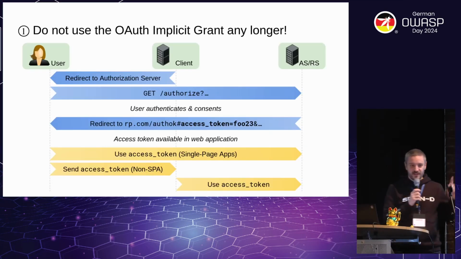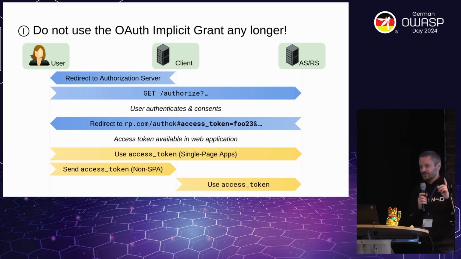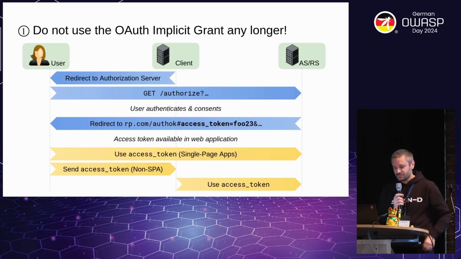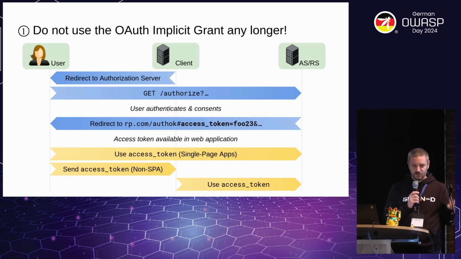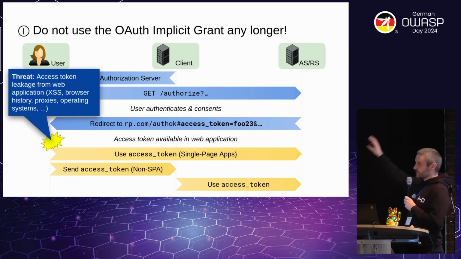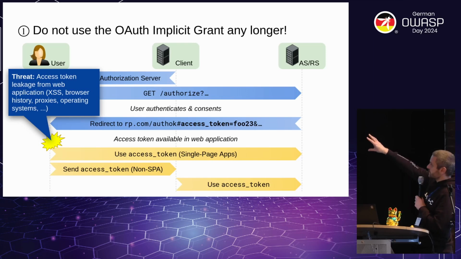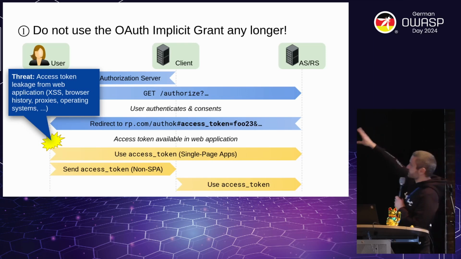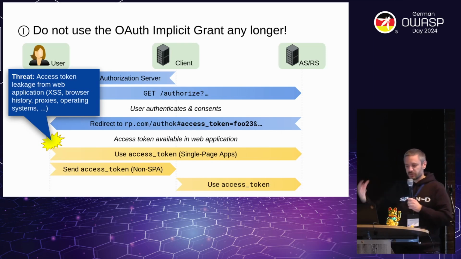The first one is, please do not use the OAuth implicit grant any longer. There's really no good reason to use it these days. It's just too flawed. It's just too easy to get an access token and misuse it. The access token is sent through the browser, and then various things can happen, like cross-site scripting. It can be read from the browser history.